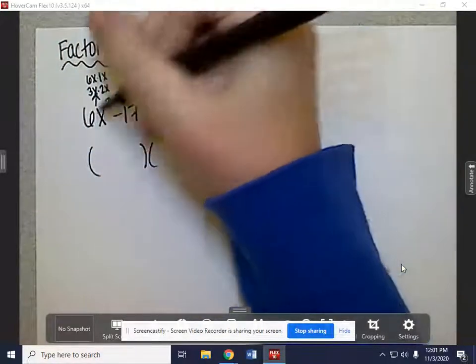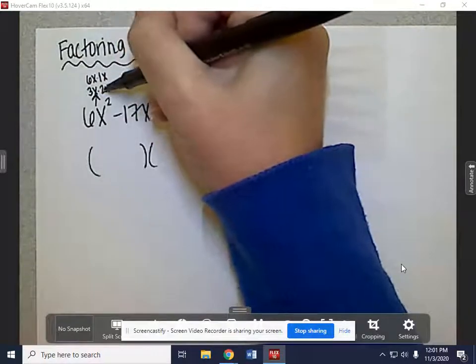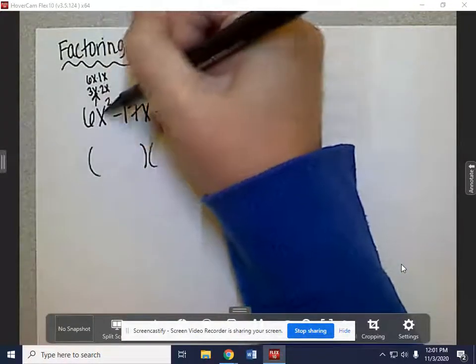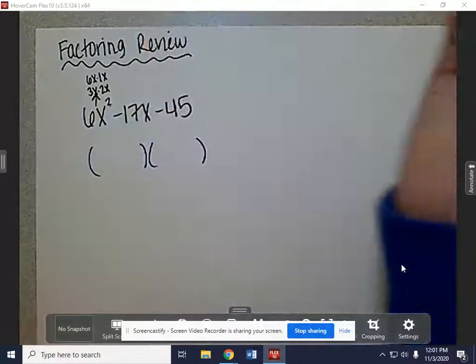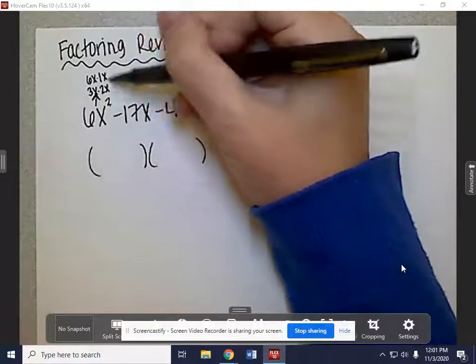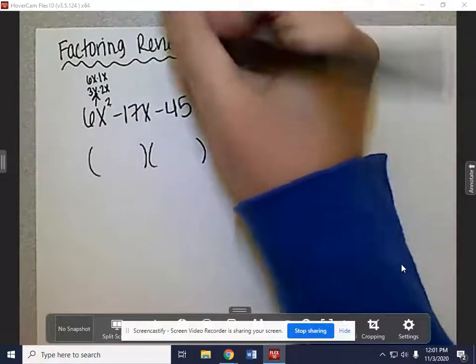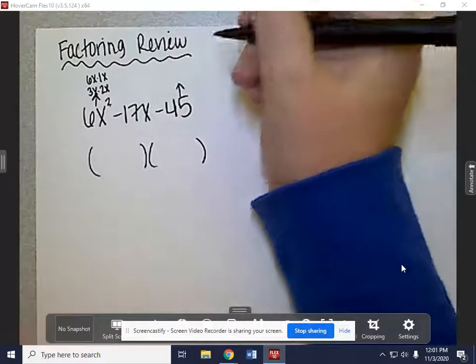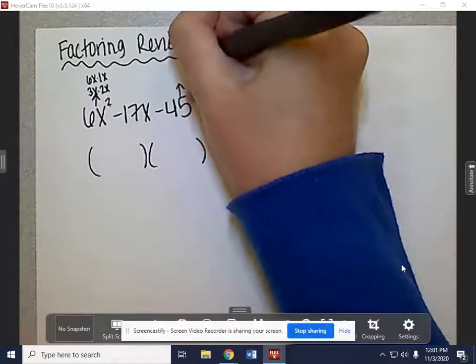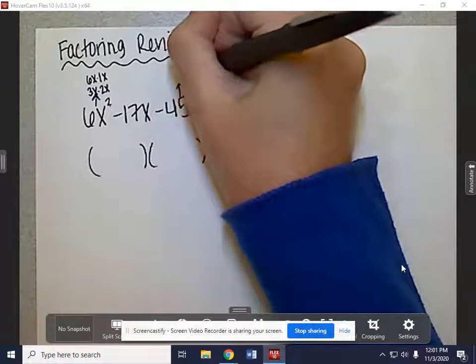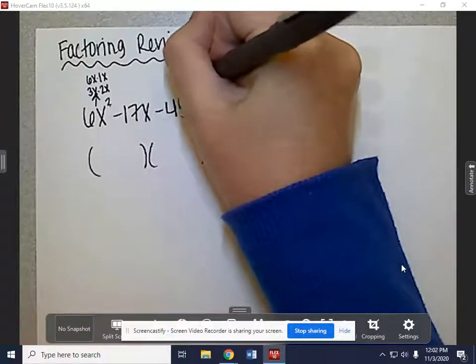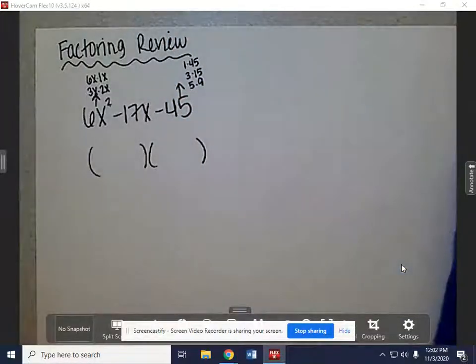So once again, we know the factors of 6 are 1 and 6, or 2 and 3. And x squared, you're just basically splitting up. If I have x squared, that's x times x. So we're going to find the factors of the first term and the last term, the constant term in this case. So the factors of 45 would be 1 and 45, 3 and 15, or 5 and 9. So we have a few options.